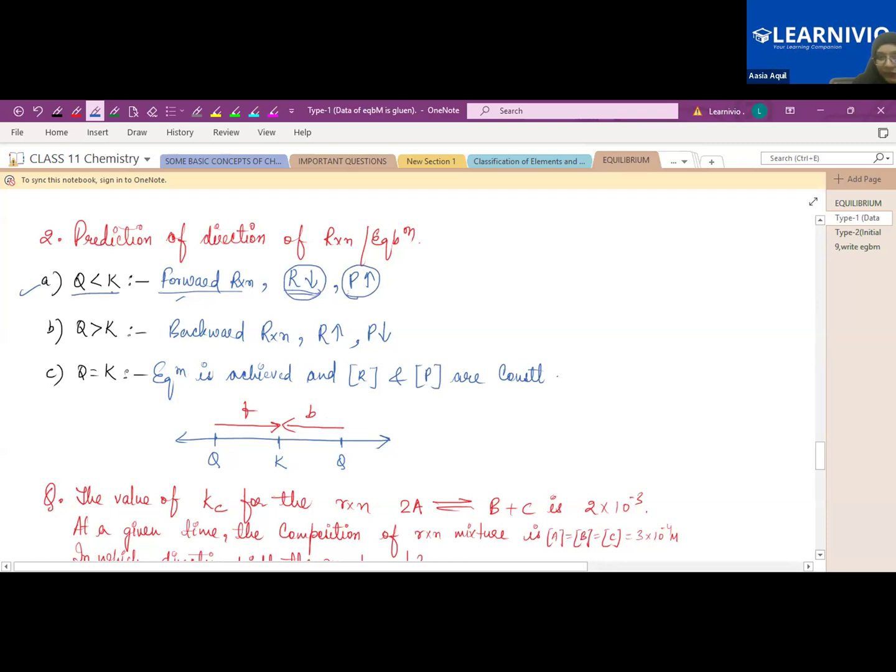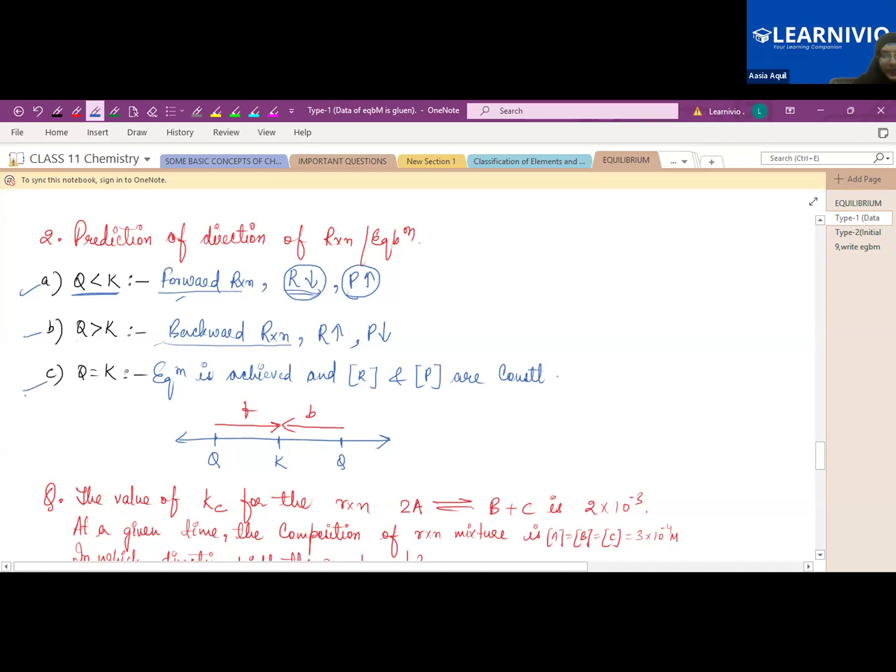Okay, so this is the first case, when K is greater than Q. The second case is when Q is greater than K. Then in this case, it will be a backward reaction; you will see a backward shift in the reaction. A backward reaction means that the reactants dominate over the product. So the concentration of reactant will increase and the product will decrease, right? So this is a backward shift, backward reaction.